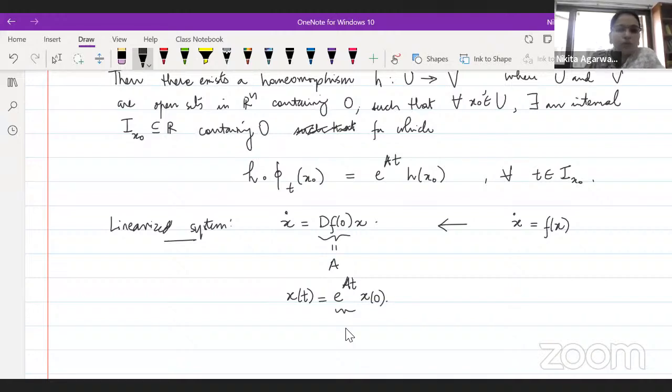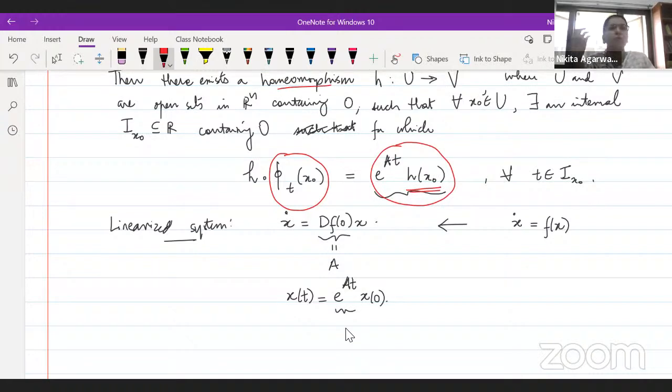So if you think of this, then what is this? This right-hand side here is nothing but the flow of the linearized system starting at the point h(x0). Whereas on the left, what is this phi t x0? It is the solution of the original system, x dot equal to f(x), starting at the initial condition x naught. That means this homeomorphism H gives you a way of going from the solution of the nonlinear system, which is this original system, to this linear system. This H gives you a way of going from the nonlinear system to the linear system solutions, right?